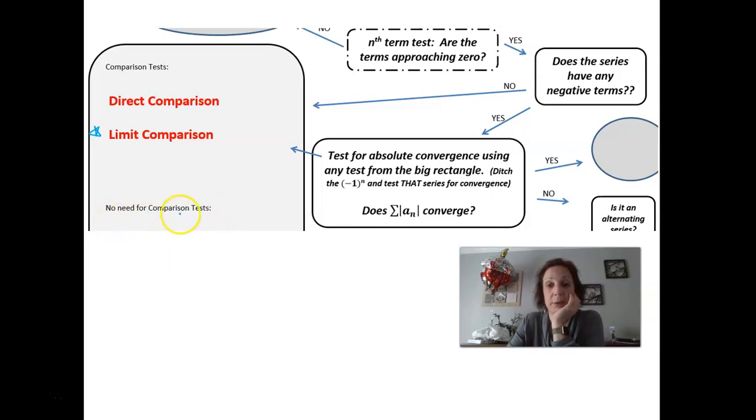Okay. In the next video, we are going to talk about the tests that go under here, the no need for comparison tests. These are the better ones, for the obvious reason that you don't have to come up with a series to compare it to. And that in itself is a gift. All right, so I am sorry about the direct and limit comparison tests. I really am. I promise that it gets better. It gets so much better.